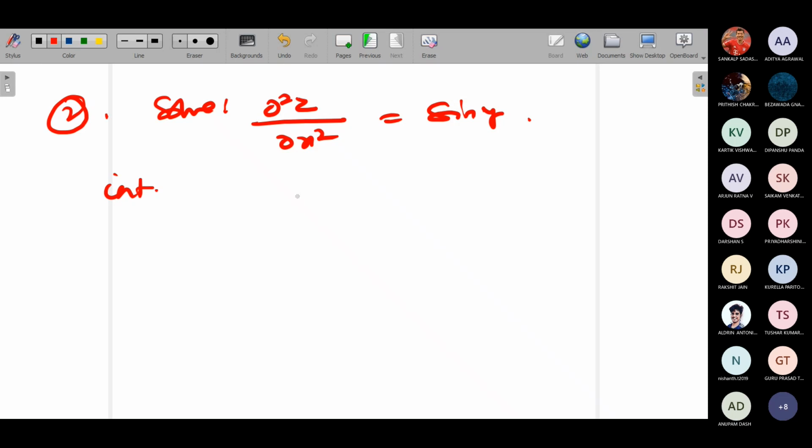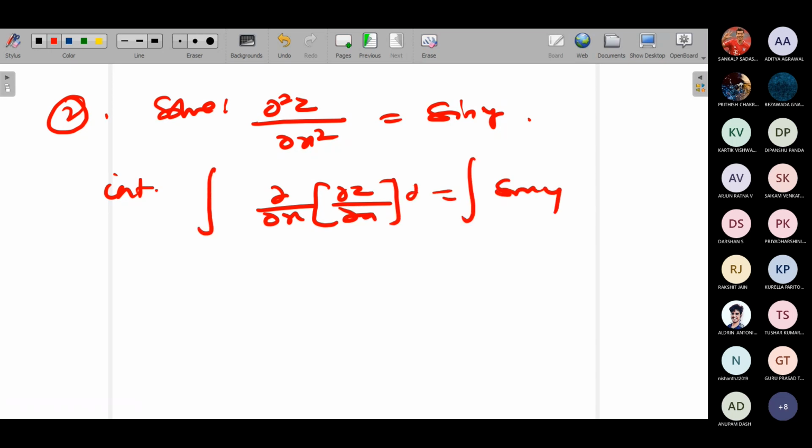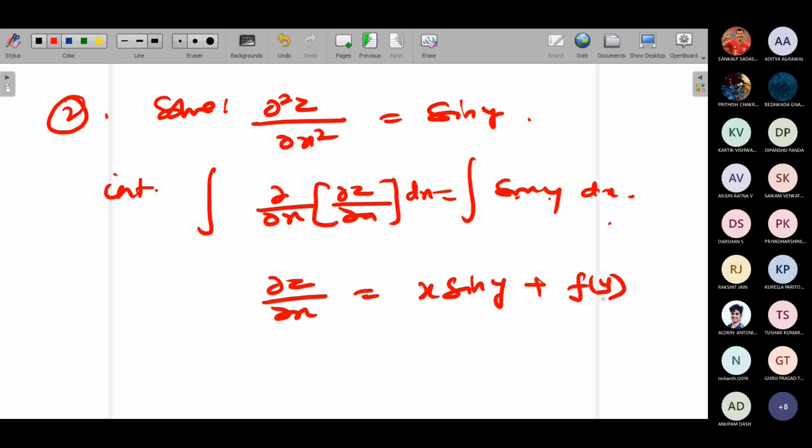The first time you integrate it, you get dou by dou x of dou z by dou x is equal to sin y. So you are integrating with respect to x. What will you get? Dou z by dou x is equal to the integration of sin y, which becomes x sin y plus the integrating constant. Since we are doing it with respect to x, you can take the integrating constant as a function of y.